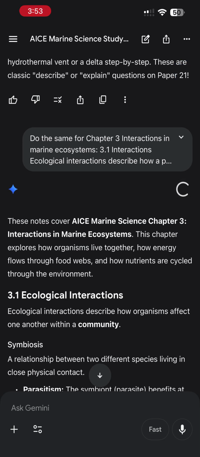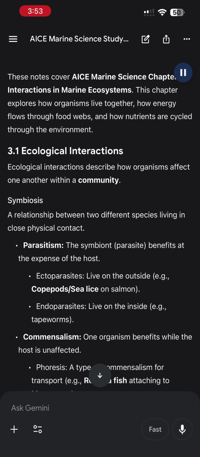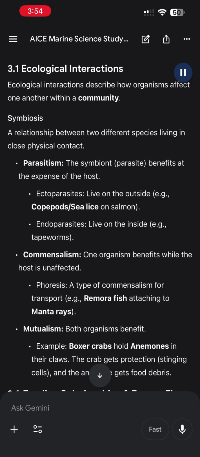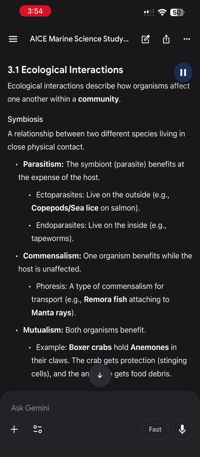Exam tip. These notes cover AICE Marine Science Chapter 3, Interactions in Marine Ecosystems. This chapter explores how organisms live together, how energy flows through food webs, and how nutrients are cycled through the environment. 3.1 Ecological Interactions. Ecological interactions describe how organisms affect one another within a community.